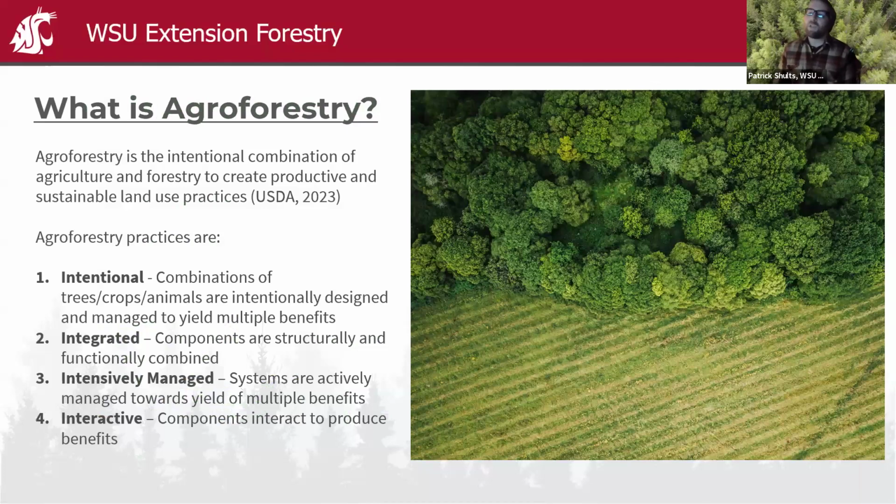This is the definition according to the feds, the National Agroforestry Center. This is an equally great definition: the intentional combination of agriculture and forestry to create productive and sustainable land use practices. To take it a little bit further, I put these 4 I's in here. When I studied agroforestry in grad school, we learned about the 4 I's of agroforestry. If it doesn't meet the 4 I's, then it's not agroforestry. It's more than just trees on farms. Agroforestry is intentional, integrated, intensively managed, and interactive.